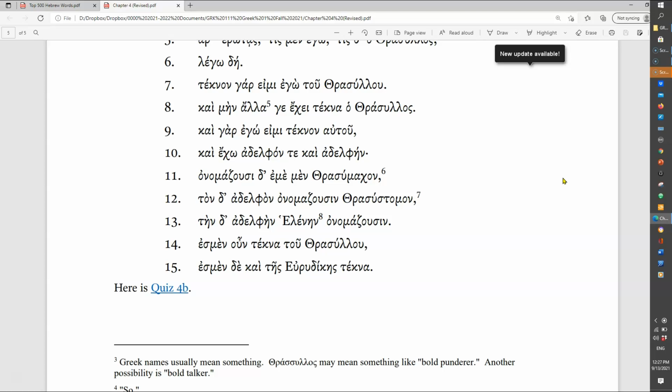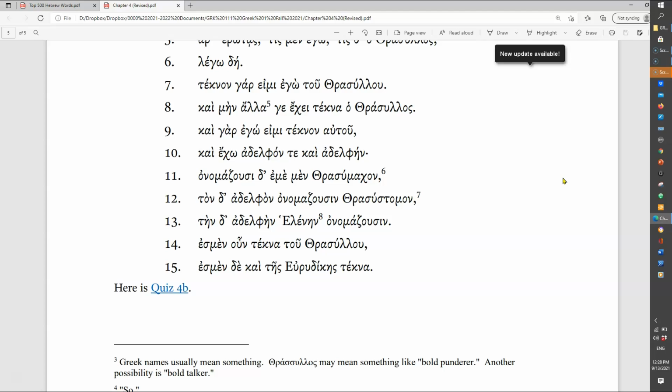Ten de adelphen Helenen onomazousin. The sister, Helen. Now, look what Rouse is doing. Onomazousin, onomazousin, onomazousin. You see he's repeating these. So what you want to do is just reread these sentences, and every time you reread them, it's going to reinforce previous words. Esmen. Oh my goodness, that's from our chart: eimi, ei, estin, esmen, este, eisin.